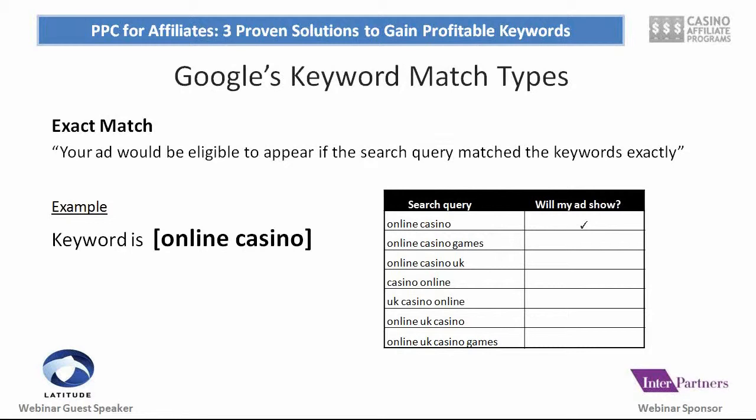And the third match type is exact match. This one's the most simple to understand. It's when your keyword matches exactly to the search query. So again, in this case, the keyword is online casino, but on exact match, we'd only appear for the first search query.